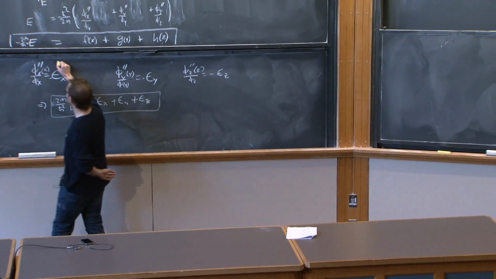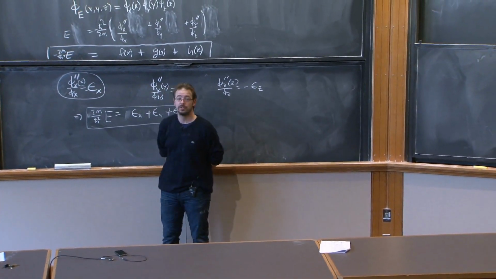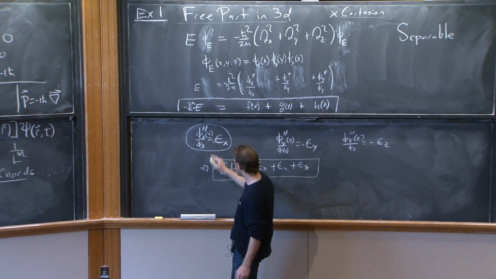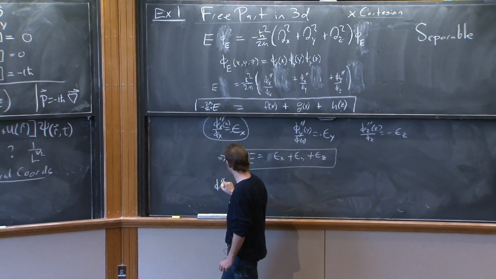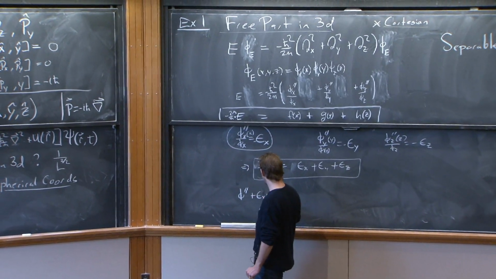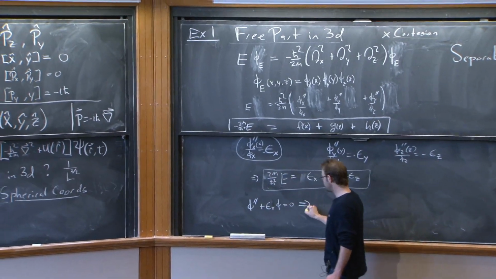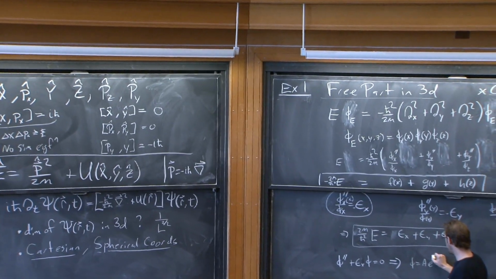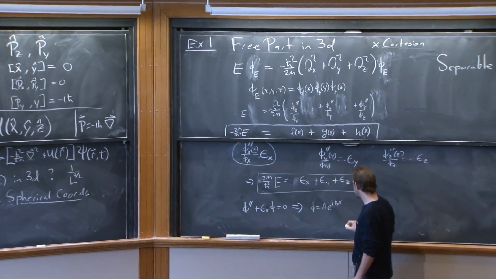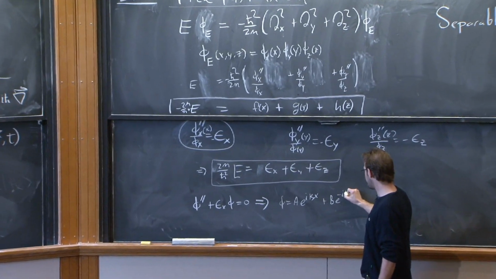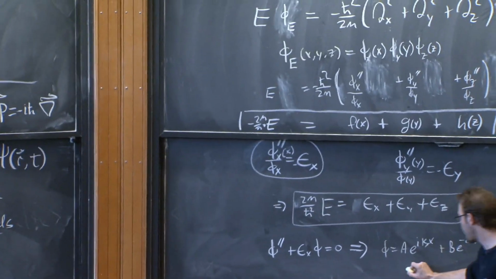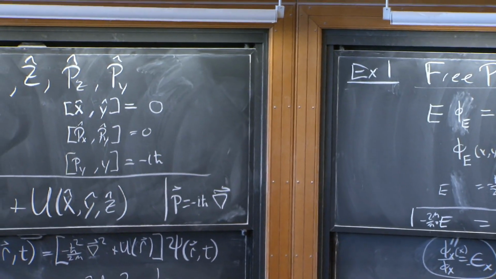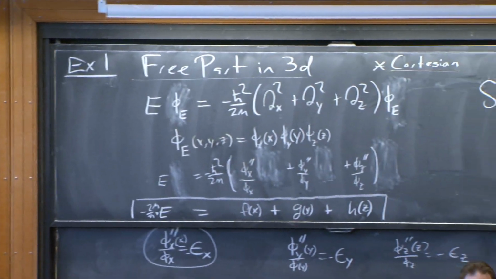So what are the solutions of this equation? Let's write this in a slightly more familiar form. This says that phi double prime plus epsilon x phi is equal to 0. But this just tells you that phi is exponentials. Phi is equal to a e to the i kx x, plus b e to the minus i kx x, where k squared, kx squared, is equal to epsilon x.